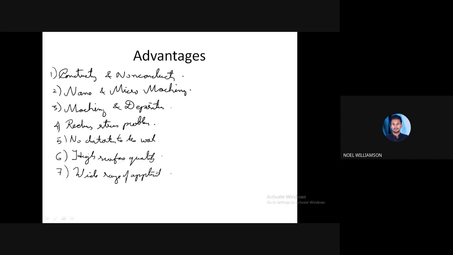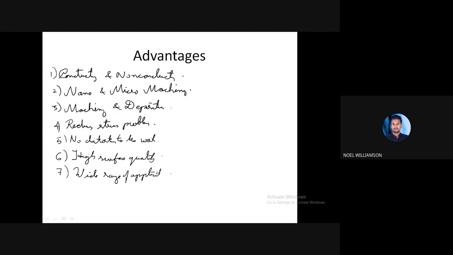So these are the main advantages of IBM or ion beam machining. First of all, it can be used for both conducting and non-conducting materials. Then it can do the nano machining or micro machining. Then it can do machining as well as addition process, that is machining and deposition. Then it reduces the stress problems because only low temperature processing is done.